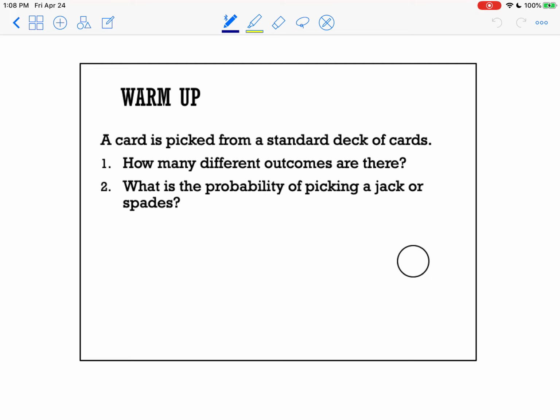So first we're going to start with this warm-up, and I want you to complete the warm-up, hit pause and do the warm-up. You can hit pause now, and when you come back we'll go over the answer.